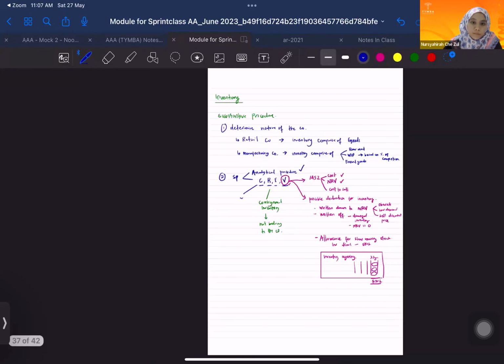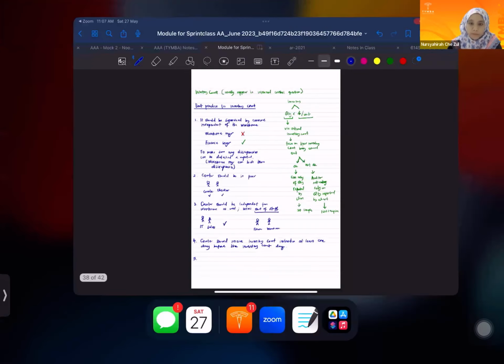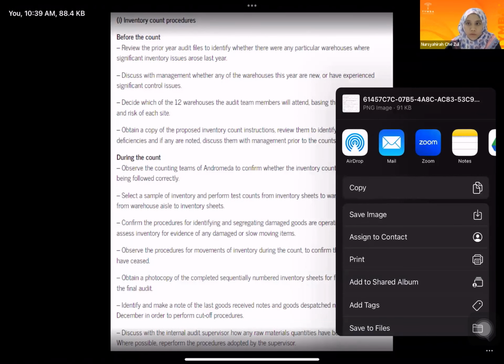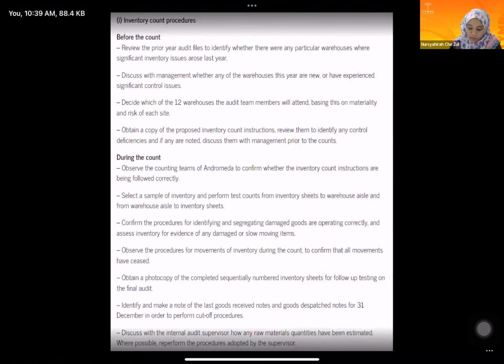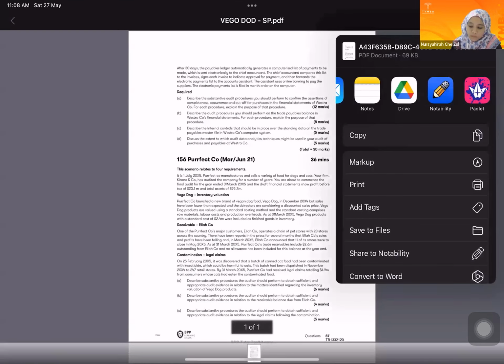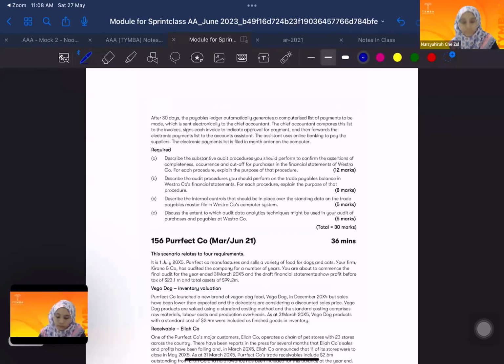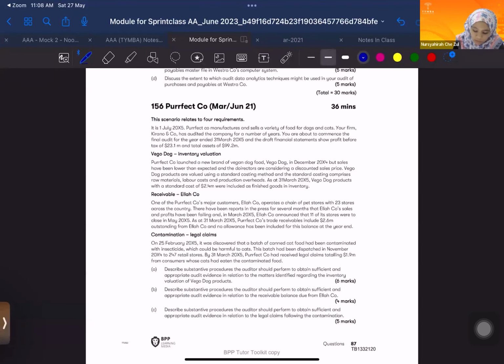Okay, this question. I share with you in the chat box. If you have BPP PRK, page 87. Okay, page 87. It is question of March, June 2021. Okay, perfect. We look into one only, which is requirement A.